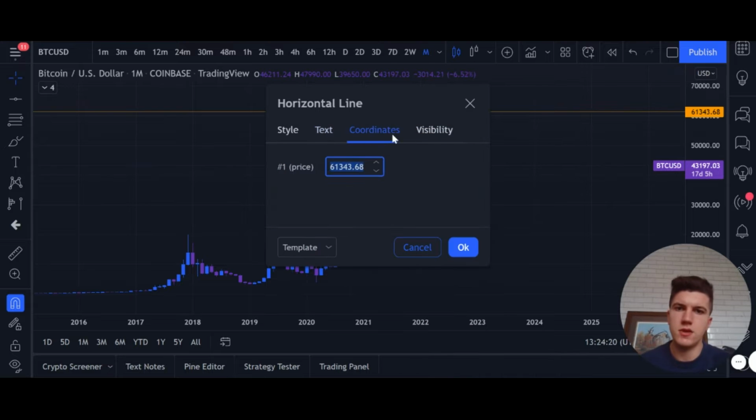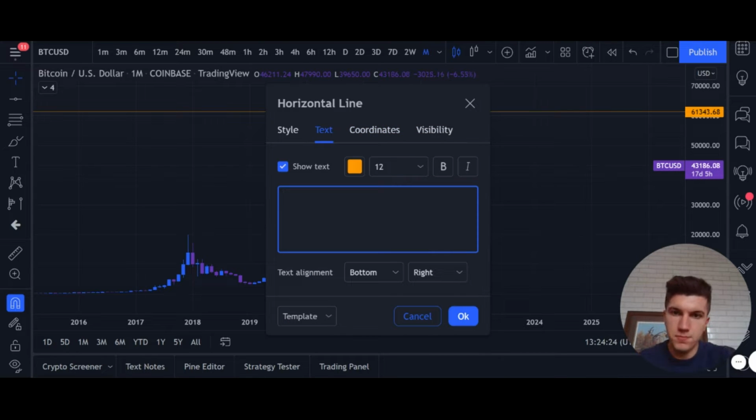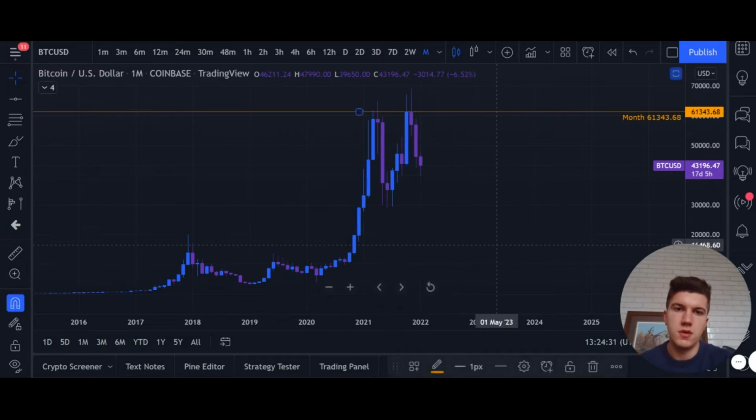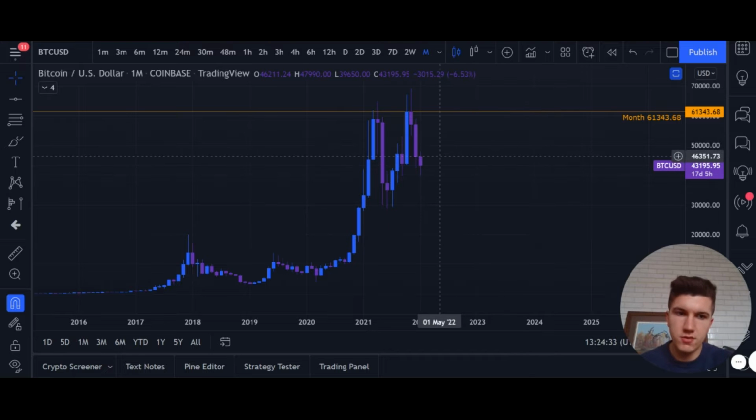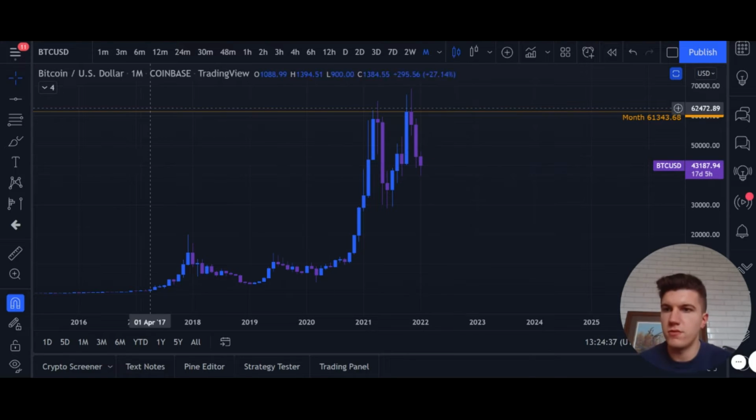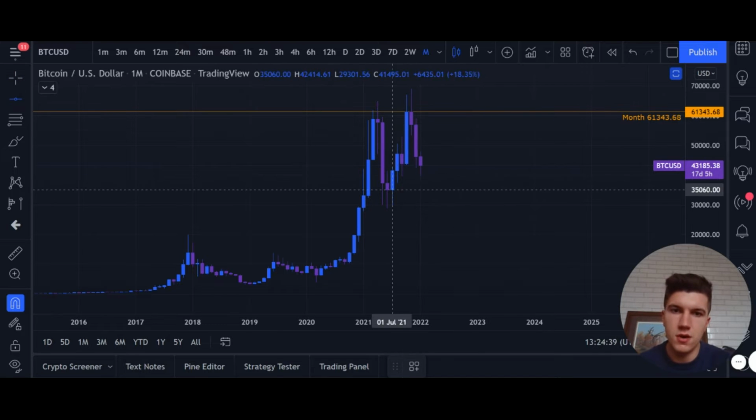If you really want to, you can see the coordinates and make a note of it. Not a day, but a month. And you can just keep on doing that for supports or resistances in this case.